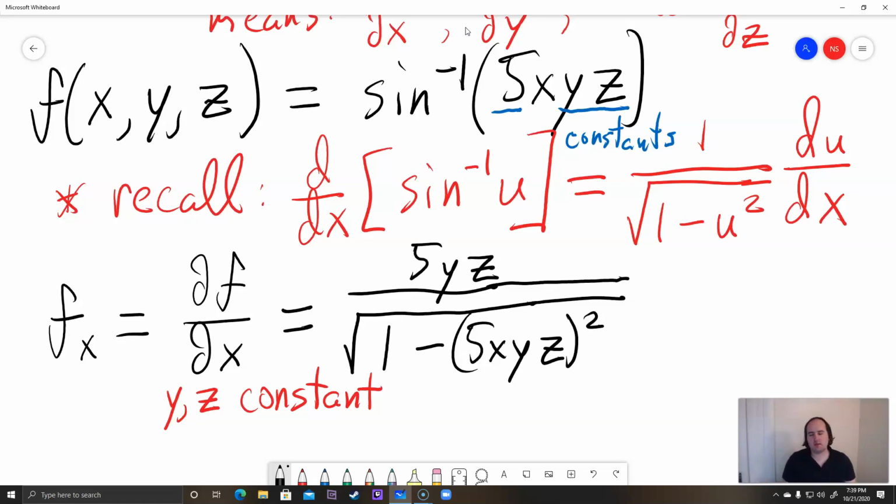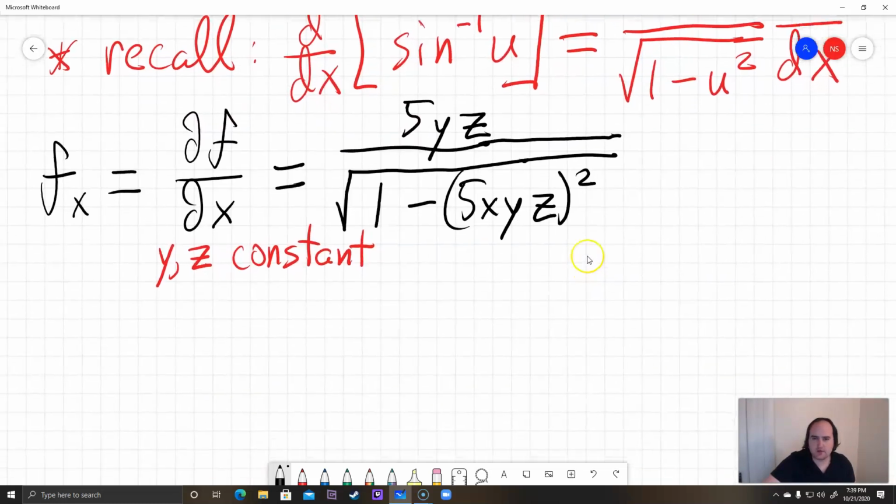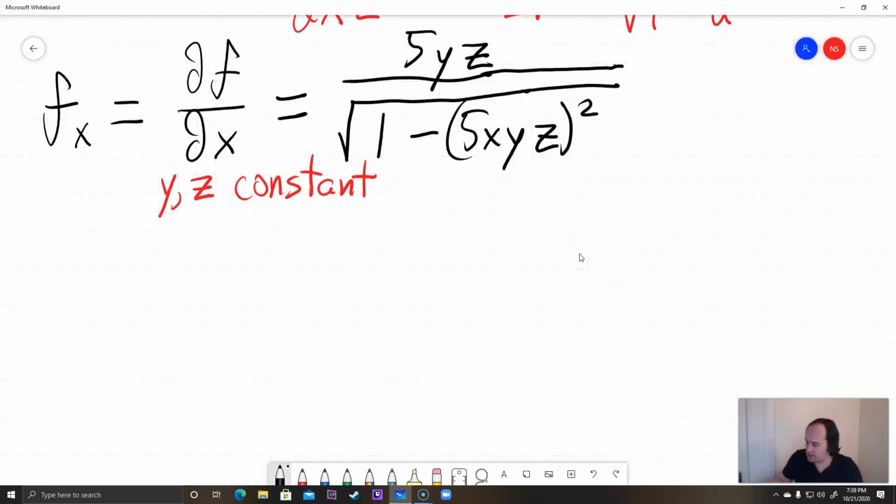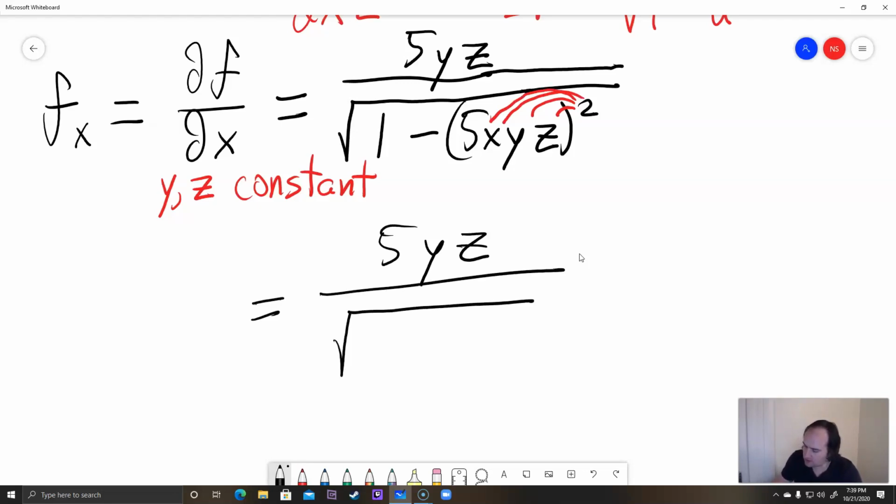The other thing we can do to simplify this is square the 5xyz, which basically means we're just distributing that 2 to each factor. That's going to give us our answer, which is 5yz on the top, and on the bottom the square root of 1 minus 25 x squared y squared z squared.